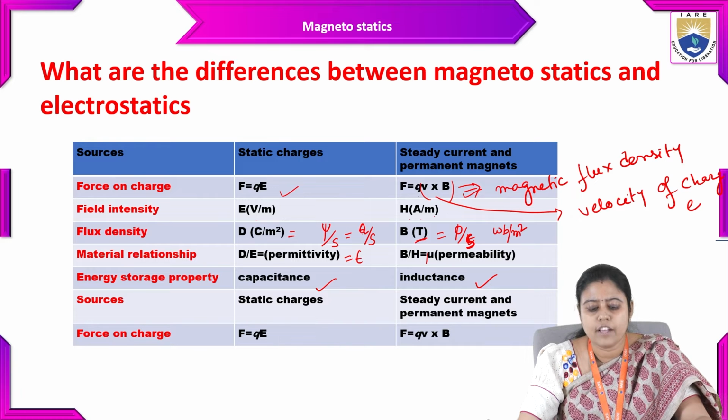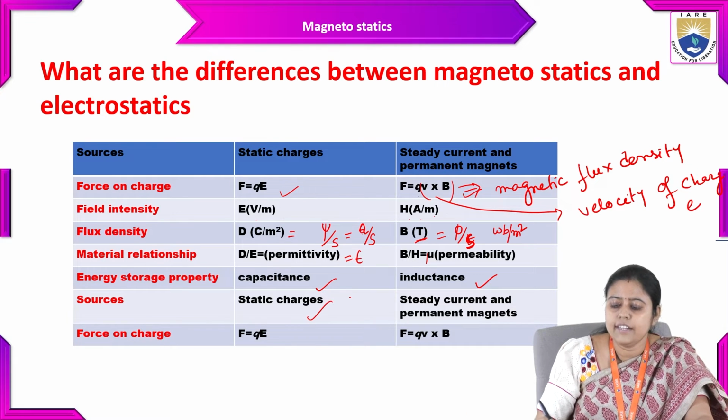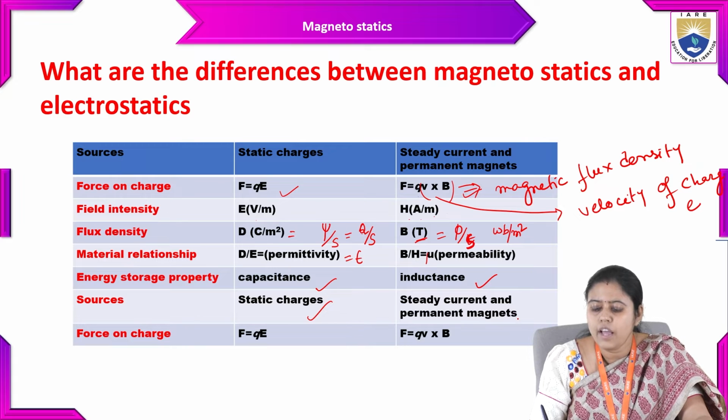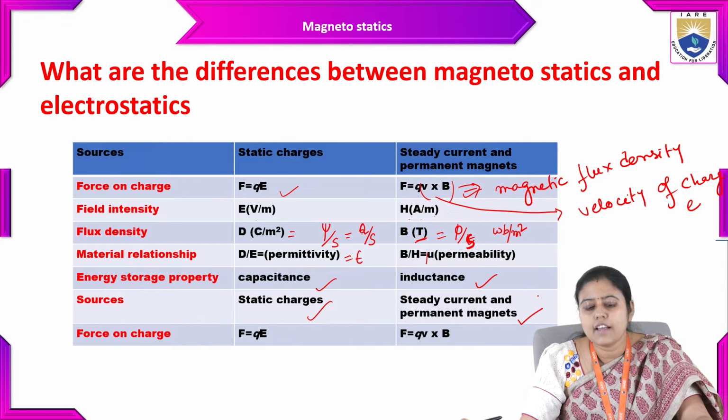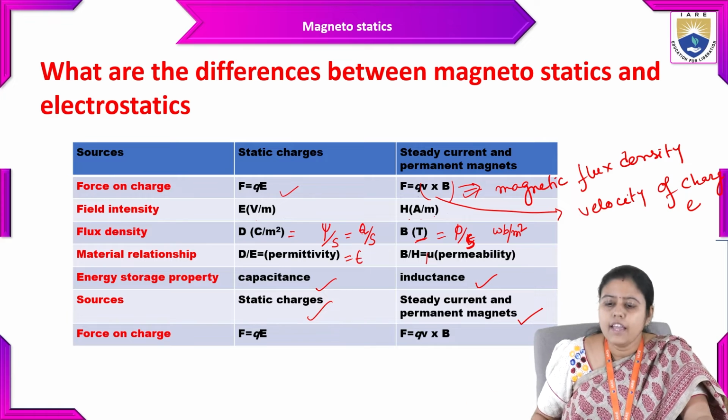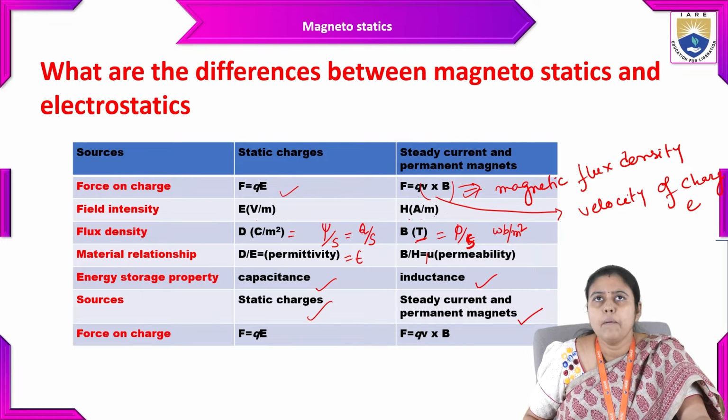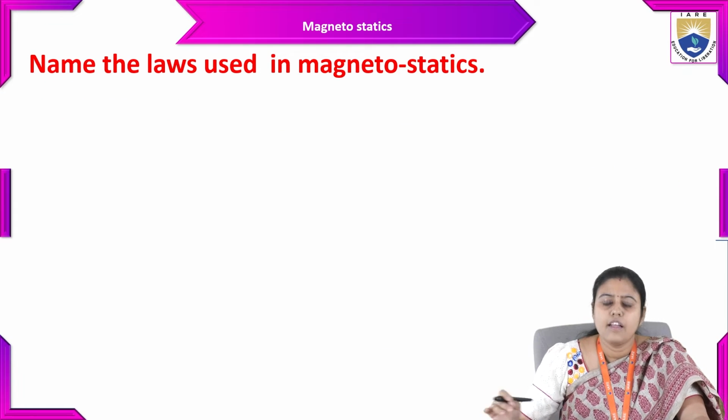So, what is the source? As we discussed previously, the source is the static charge for the electric field, and the source for the magnetic field is the permanent magnet or steady current. So, these are the differences between the electric field and the magnetic field.